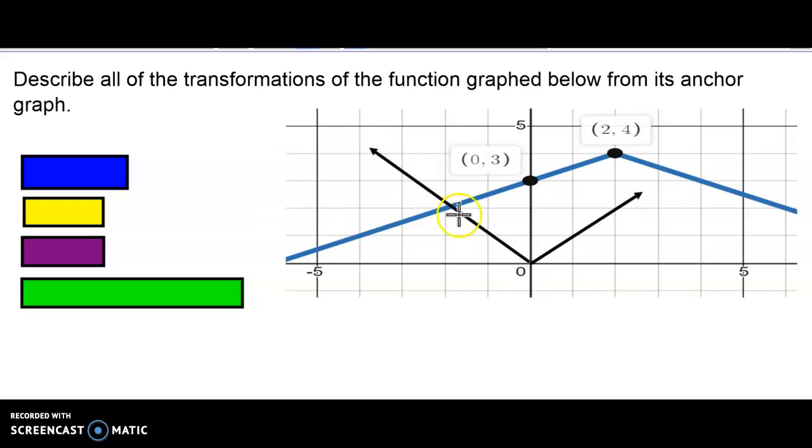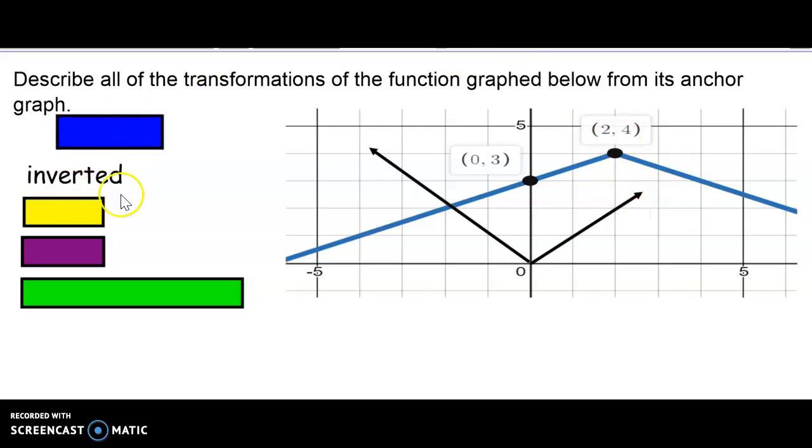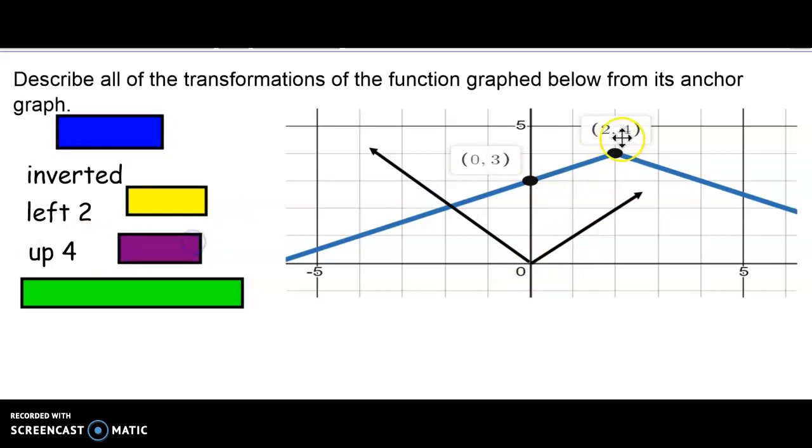Okay? So if it looks like this, one of the things that we know is that this graph has been inverted. We also know that it's been moved to the left and it's been moved up 4. So we know inverted because this opens down, parent function opens up. We know that it's moved left because our vertex is now up here instead of at 0, 0, and that it has moved 4 up.